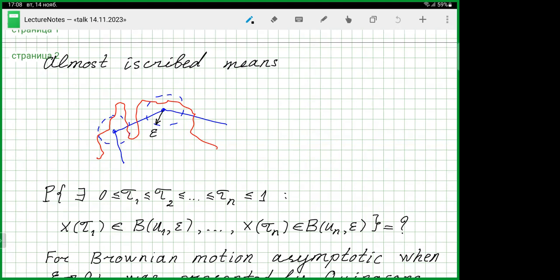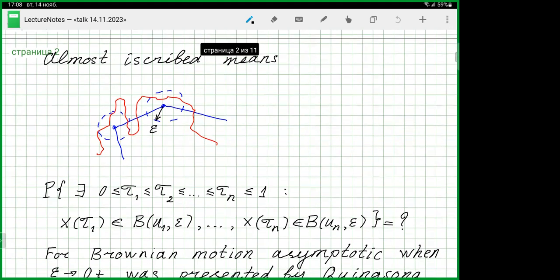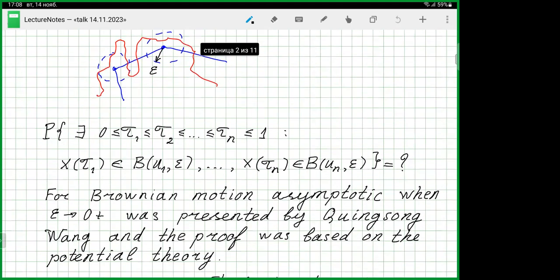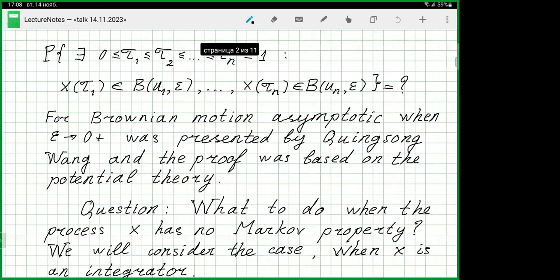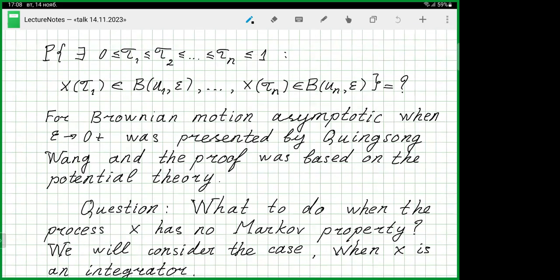And the question is what we can do when the process X has no Markov property at all, so when we cannot use potential theory. Which processes will we study? We will study Gaussian processes, but without the Markov property. We will study the case when X is an integrator.